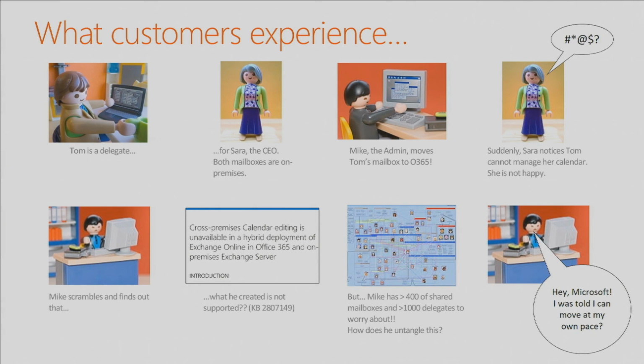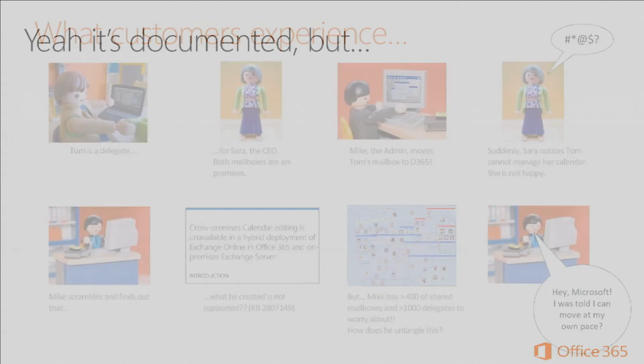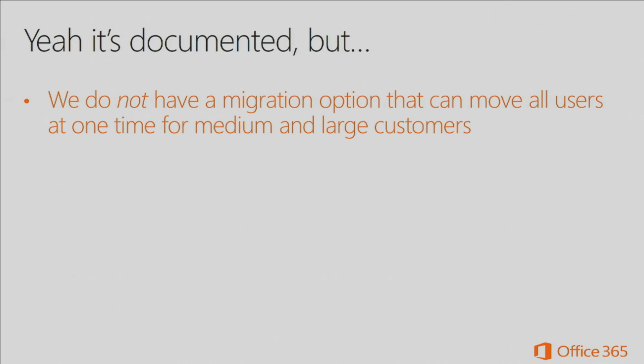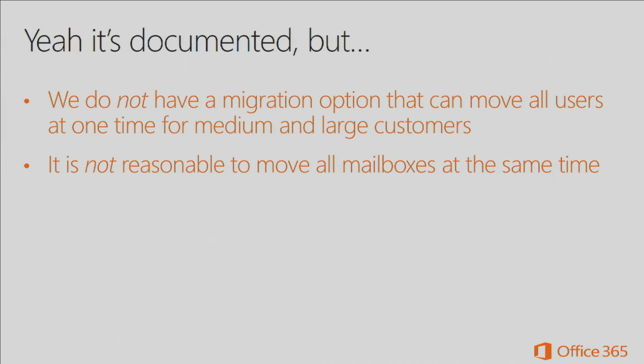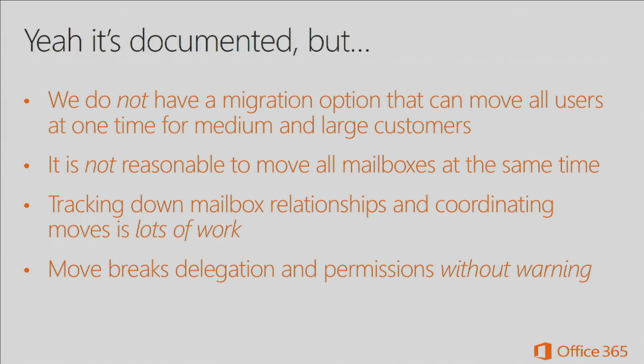So this is the challenge we face, right? We know people have these relationships between each other. We know there's shared mailboxes. We know there's delegate mailboxes. So how do we handle this? How do we get our heads around this? Well, we document it, right? We document it and say it's not supported, it doesn't work. That didn't work. It's not reasonable to move all the mailboxes at the same time.